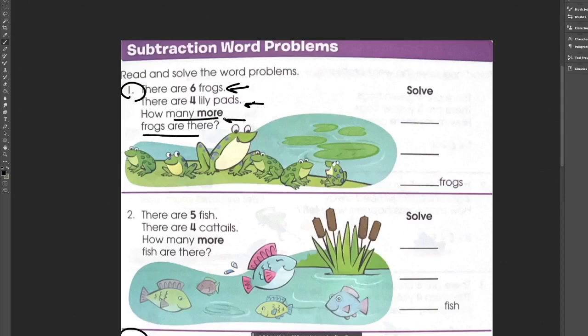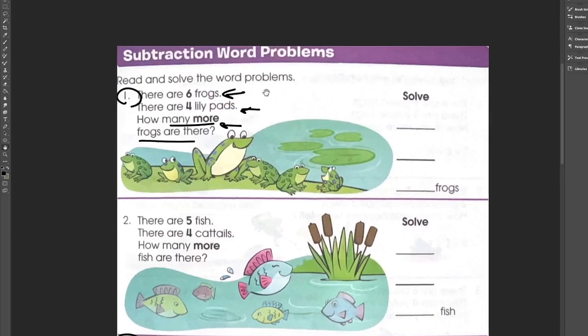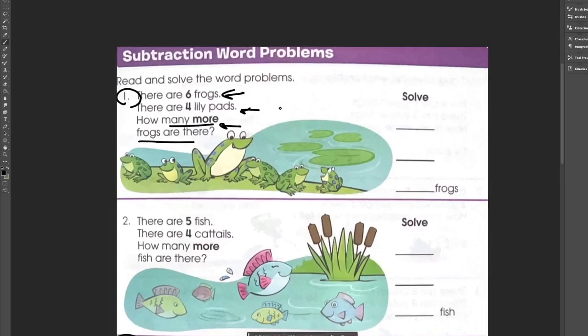Now, "more" initially sounds like an addition problem, but in this case it's actually a subtraction problem, not just because it says subtraction up here, but because we're comparing two things. If we want to know how many more things of a thing there are compared to another thing, we subtract, and that's why we're using subtraction for this problem.